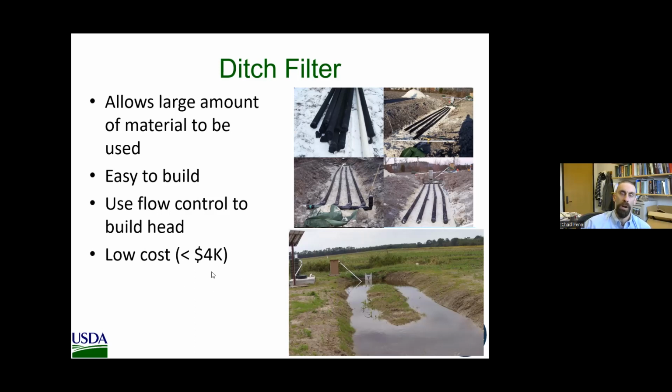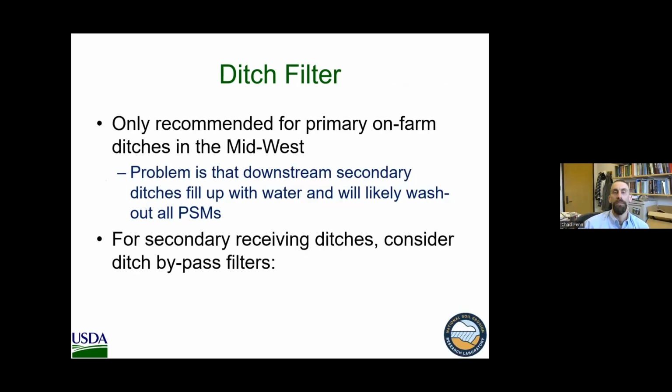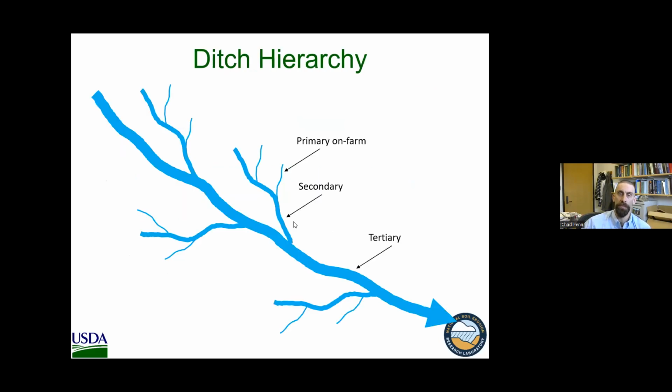They're fairly low cost, less than $4,000, and easy to build. They work well for ditches, though I don't recommend it for all ditches. In fact, I only recommend it for primary on-farm ditches in the Midwest. The problem is that the secondary ditches fill up with water and they'll likely wash out all the PSMs.